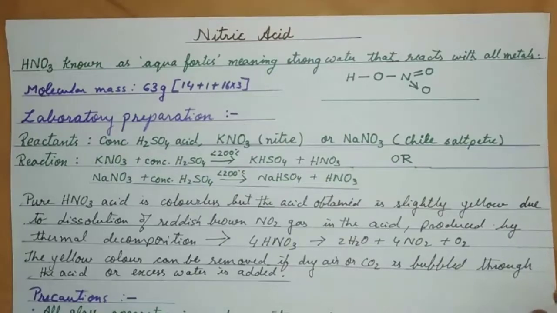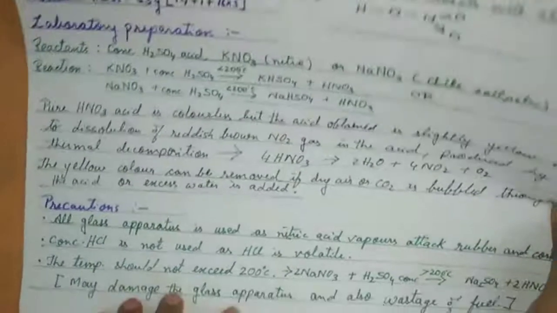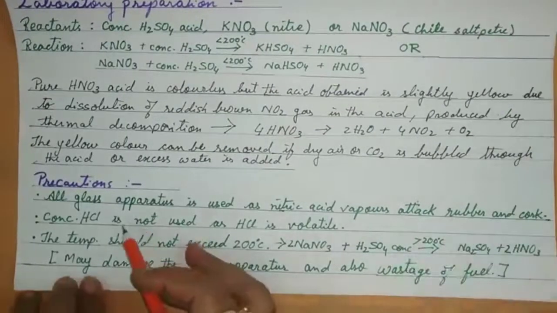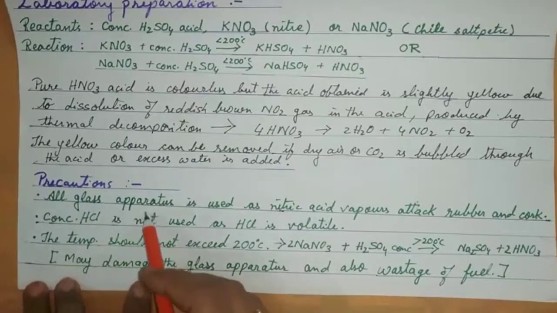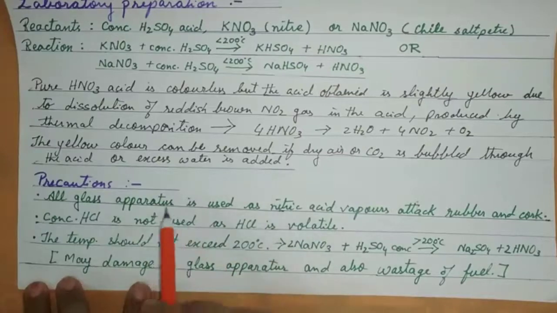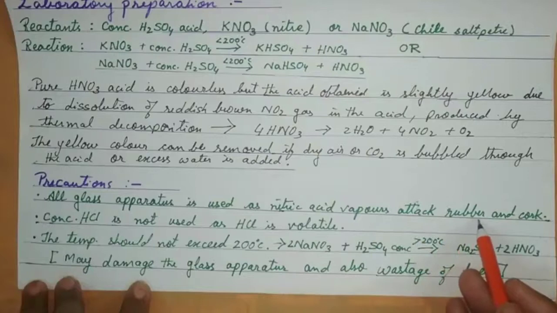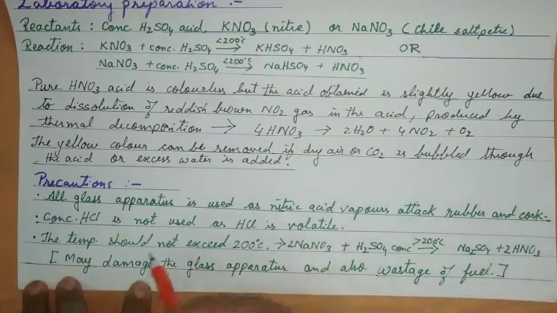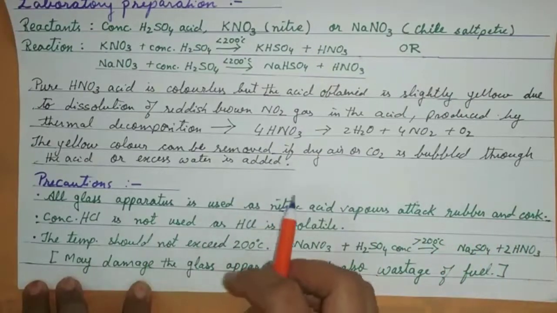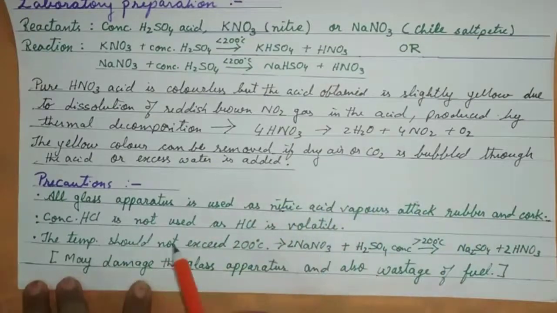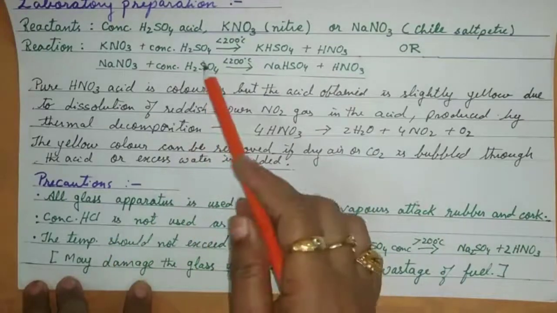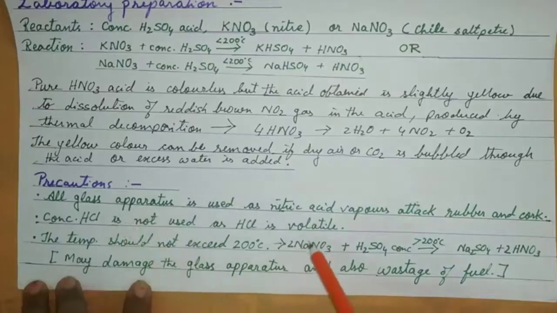There are certain precautions that we should take care of. It should be all glass apparatus. The entire arrangement should be glass apparatus, because nitric acid vapors will attack rubber and cork. So an airtight rubber stopper or cork is not used at all. We cannot use conc HCl here because that is volatile in nature.